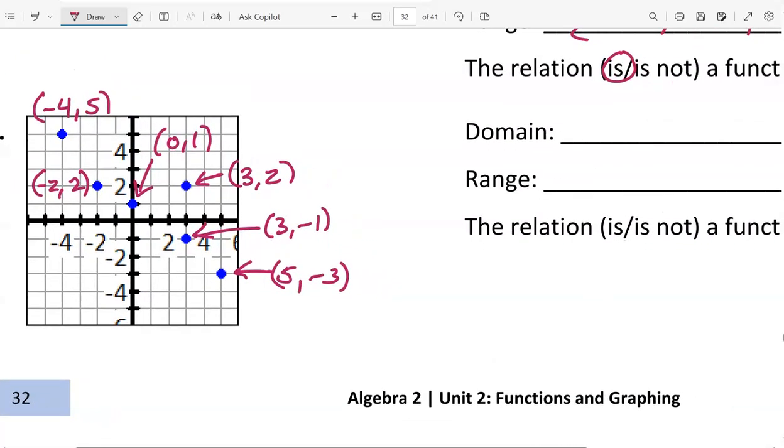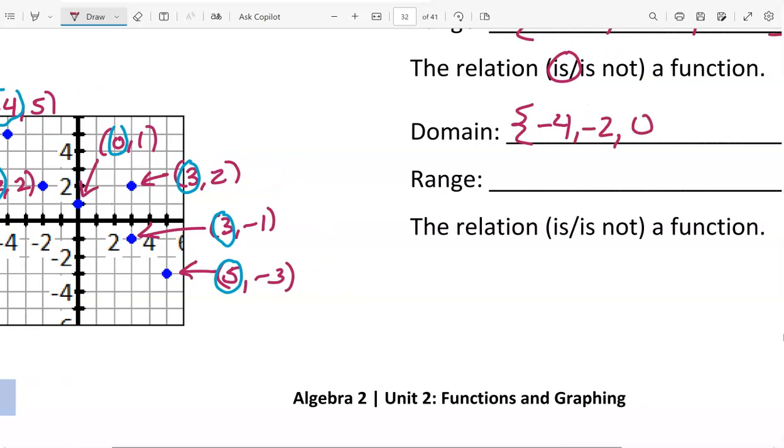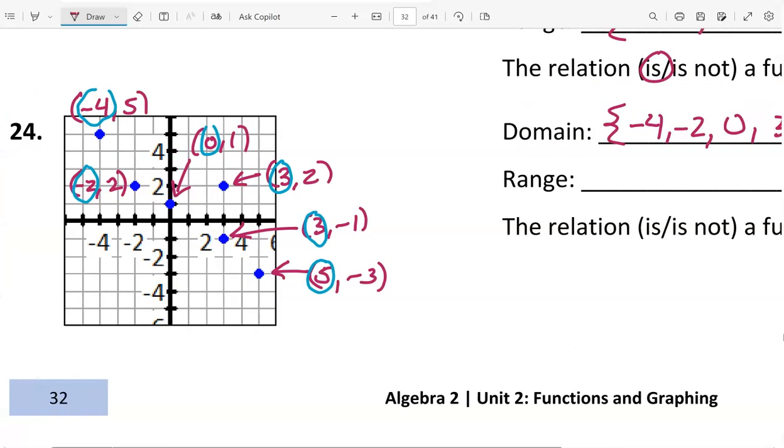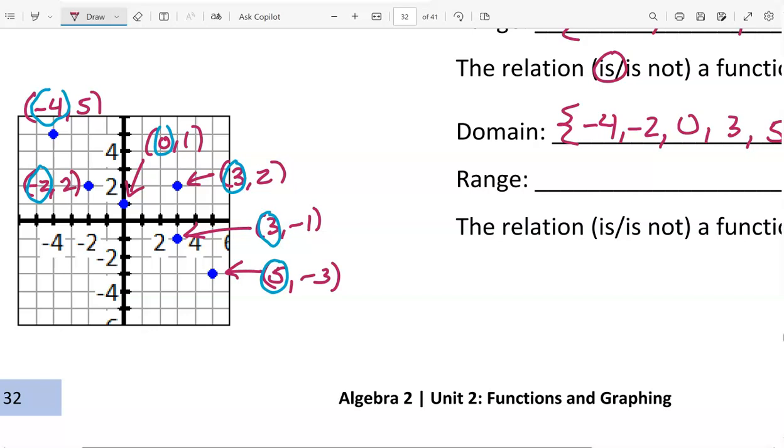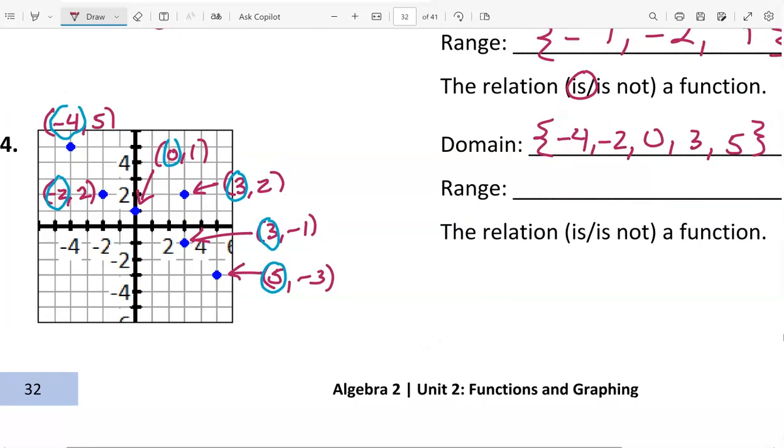The domain is the set of all x values. So let's circle our x values. And I'm just going to list those from least to greatest, which on the graph is from left to right. So -4, -2, 0, 3, and 5. Even though there are 1, 2, 3, 4, 5, 6 points, there are only 5 elements in the domain because 3 is an x value that is repeated.